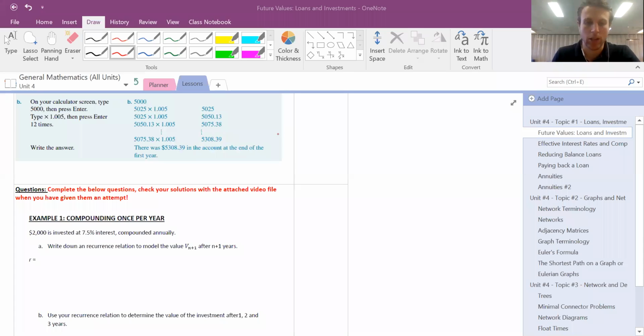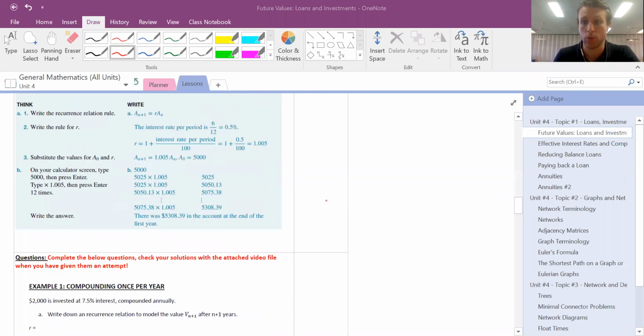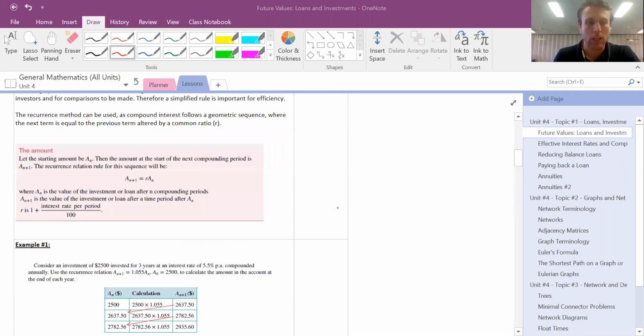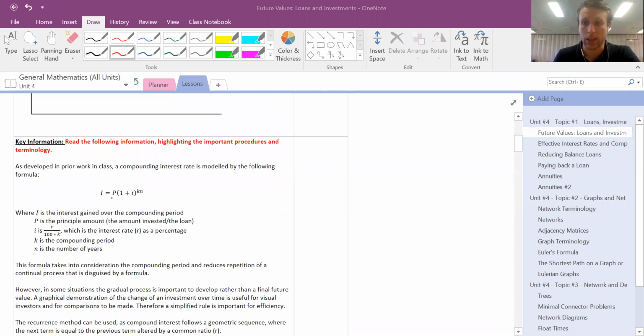All right, so today we're going to be looking at doing compound interest, but with the recurrence relationship rather than the regular compound interest formula that we're used to. So the regular formula that we are used to is this one here, and that's the interest equals the principal multiplied by 1 plus the interest rate that's altered by the compounding period to the power of the compounding periods that we would have over the years.